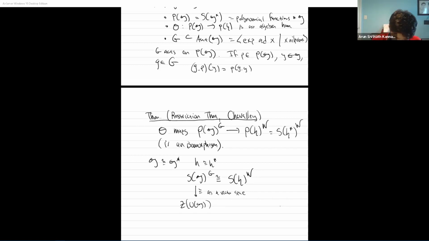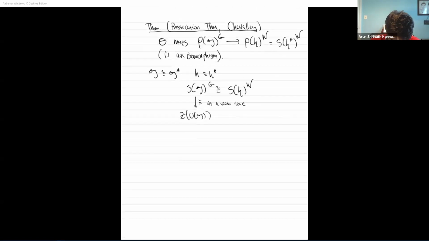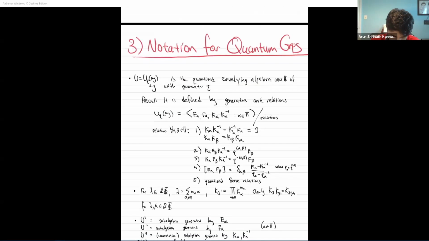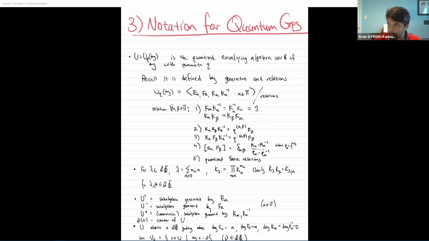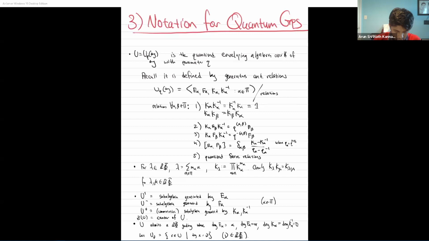Okay. So with that being said, let's move to the quantum groups. So I have reproduced some old notation here. Any new notation I will define, I'll write it out explicitly. But just to refresh your memory, we have the following definitions and notation.